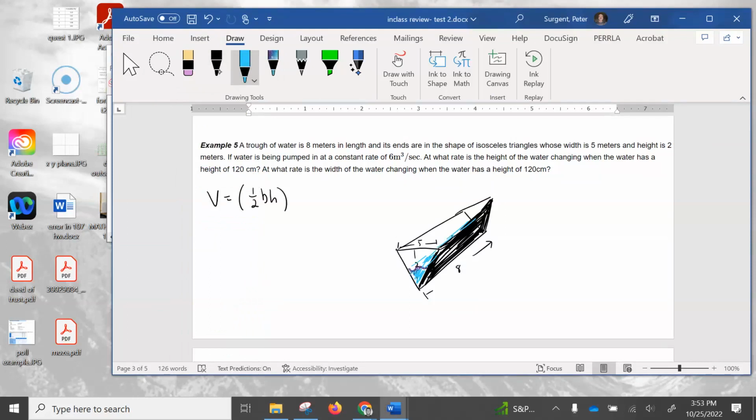Right? I almost gave this guy a name, let's call it W, and wrote my volume formula like this, right? The area of the triangle times the width. But I don't need to do that. The only variables here are the height of the water and the base of the water. Okay, in this example, the height, and maybe let's call this the base of this triangle, right? That is your water as it's filling up. Okay, so does it make sense that W is 8?